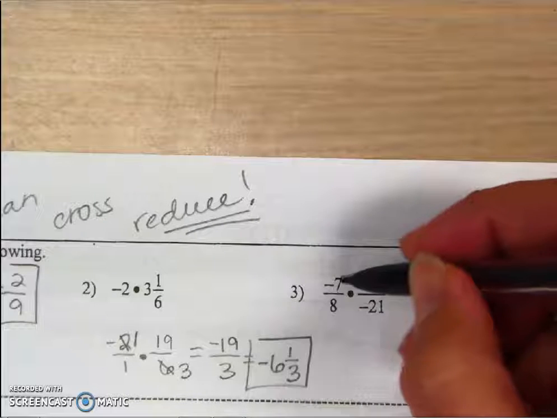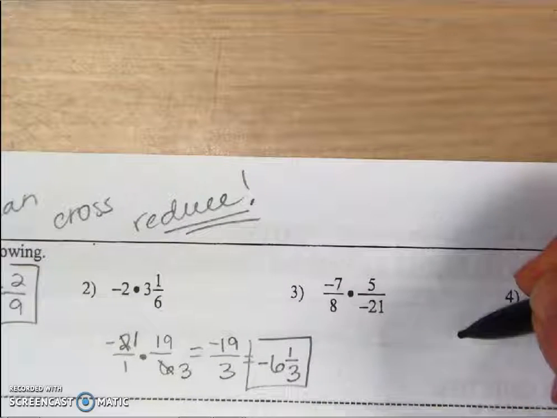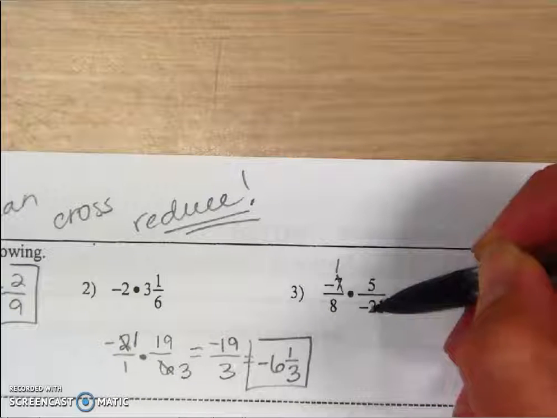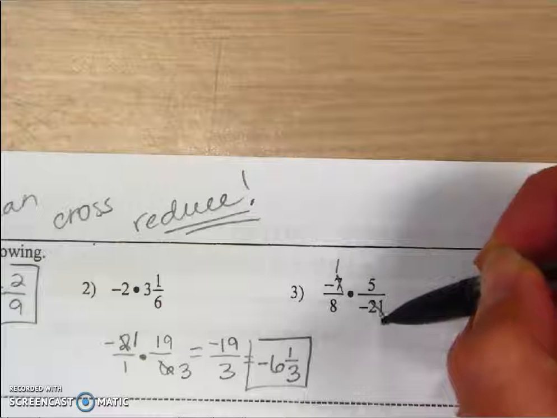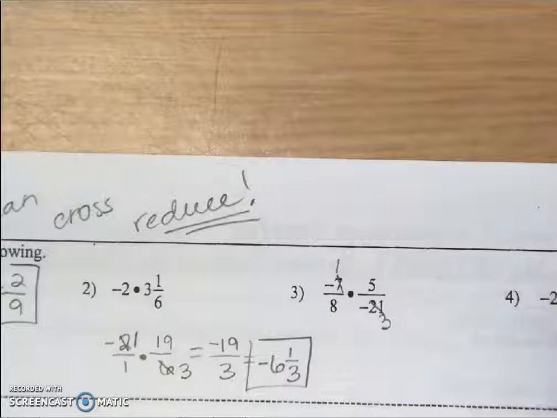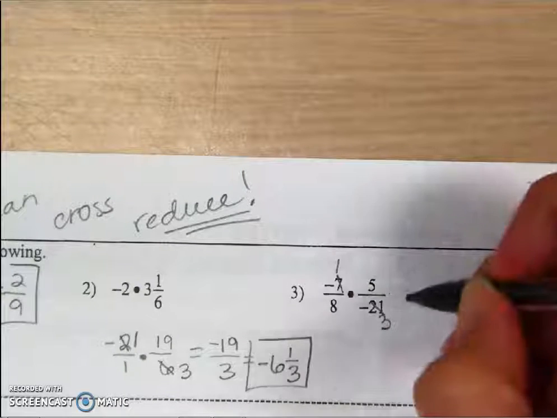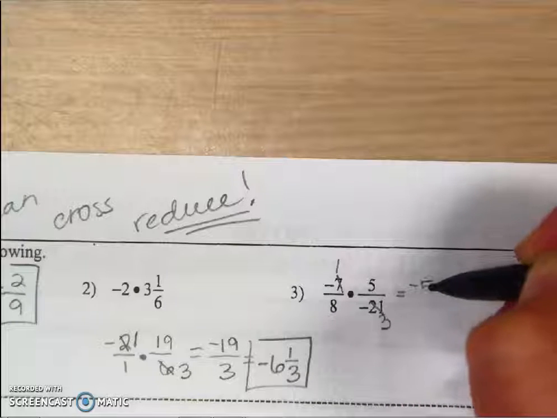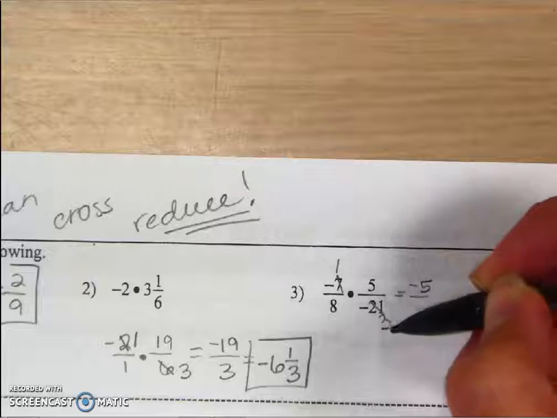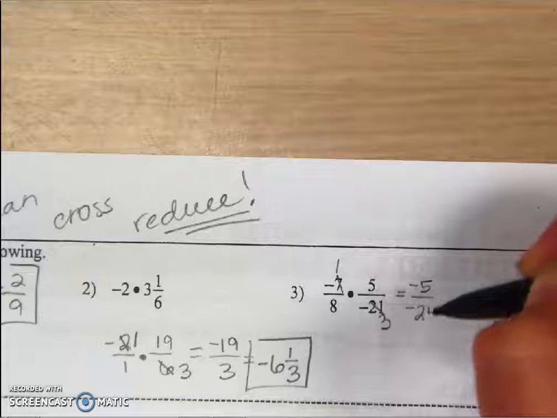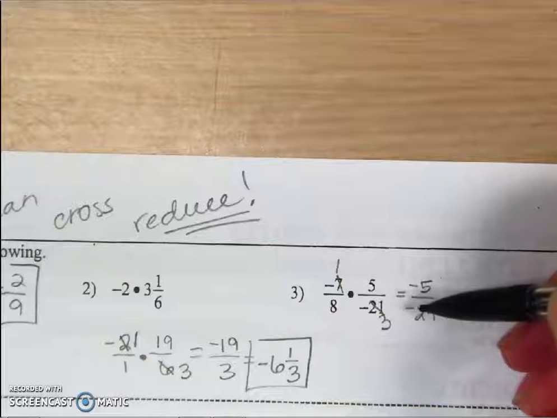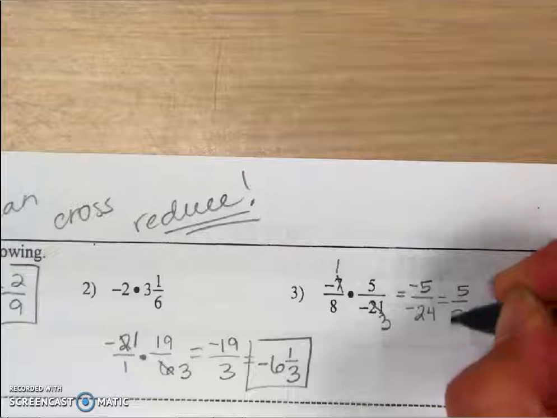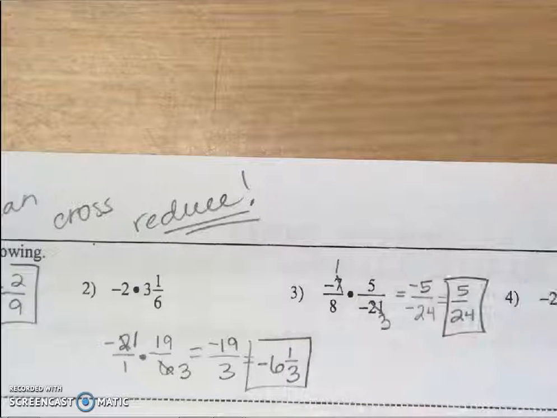Number 3. This is easy. All right, let's cross reduce here. 7 and 21. 7 goes into 7 once, so that's now a negative 1. 7 goes into 21 3 times. 8 and 5 we can't reduce anymore, so let's use what we have now. Negative 1 times 5 is negative 5. 8 times negative 3 is negative 24, and a negative and another negative is going to switch it back to positive. Positive 5/24. There's our answer.